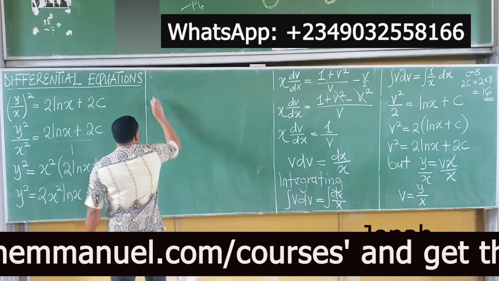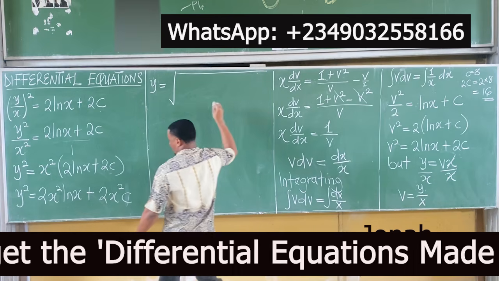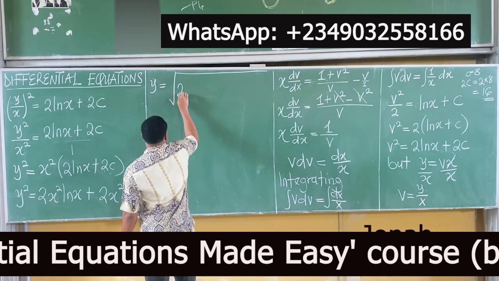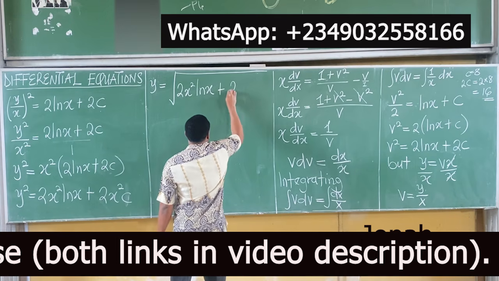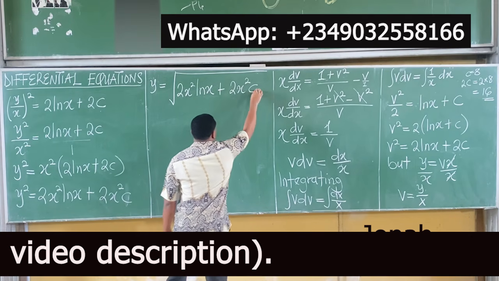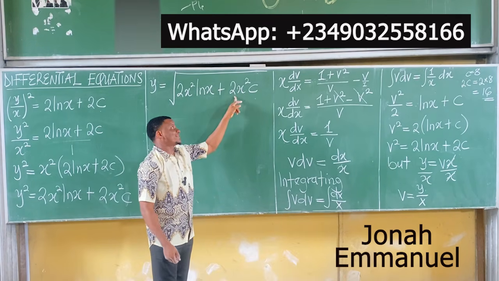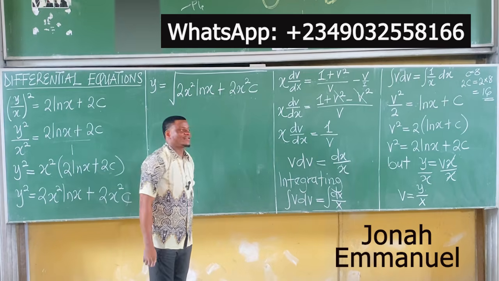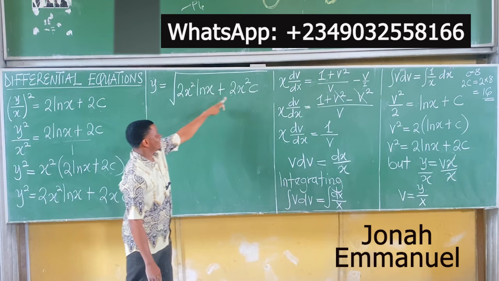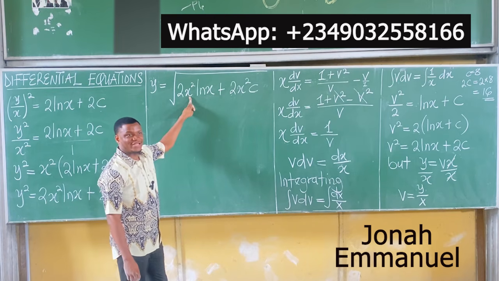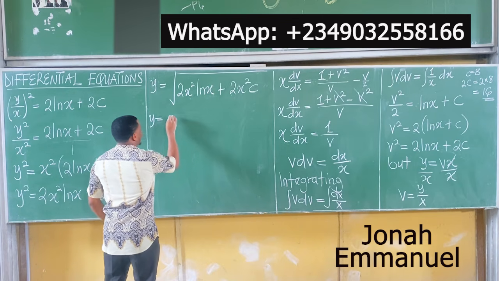Taking the square root here, we have that y is equal to the square root of all of this: 2x squared ln of x plus 2x squared c. Some persons just have x squared c here, but they say that 2c is a constant. All right, so look up, please. This is not a final answer. If you look at this, there's x squared, so you can factorize.